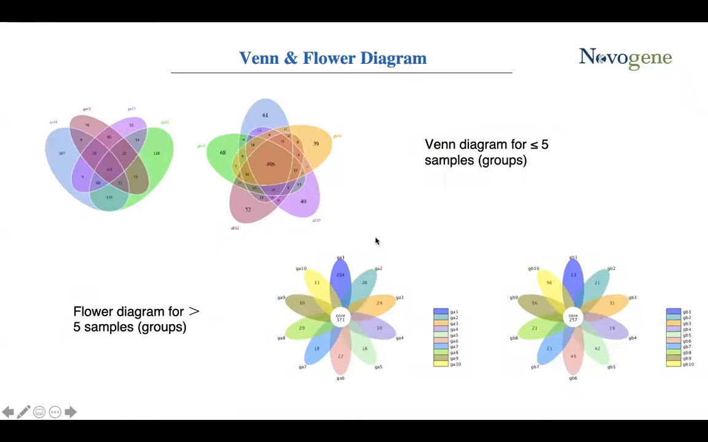And for the sake of aesthetics, it is suggested to use the Venn diagram if the sample or group number is less than 5. And if we have more than 5 groups or samples, we can use the flower diagram. It will be much clearer to see.